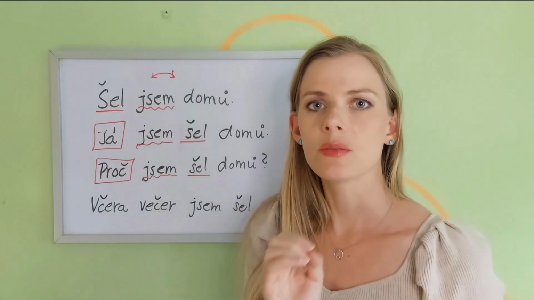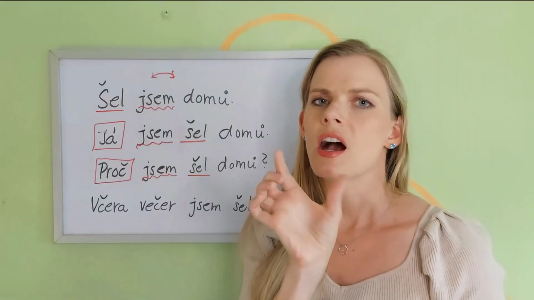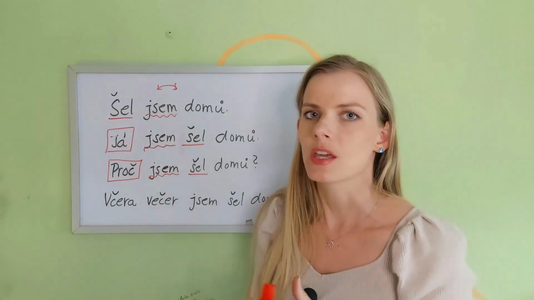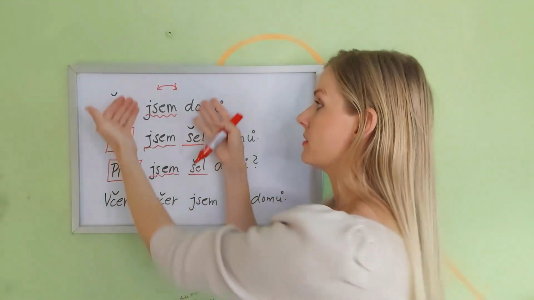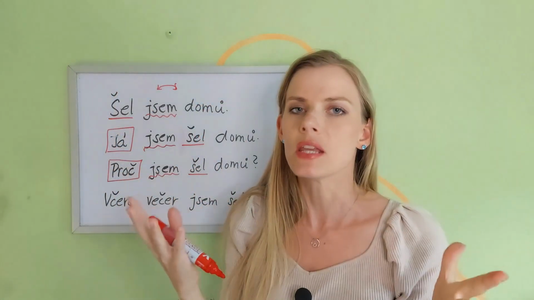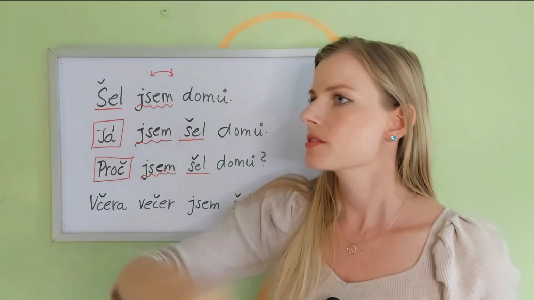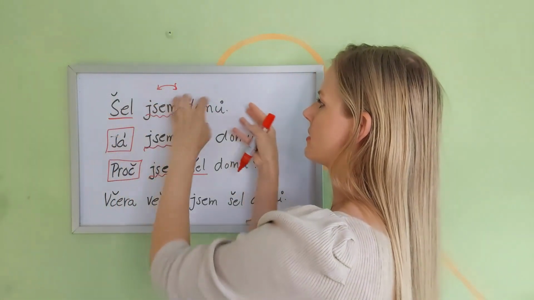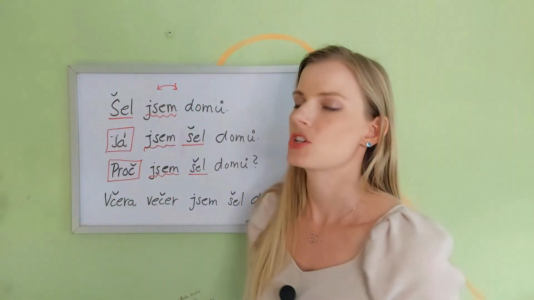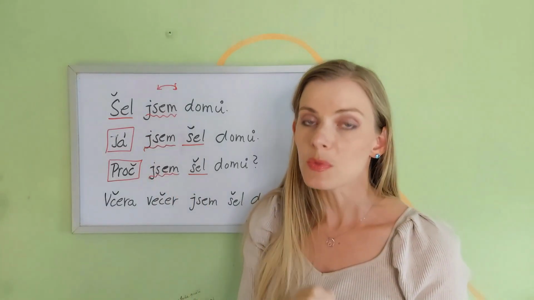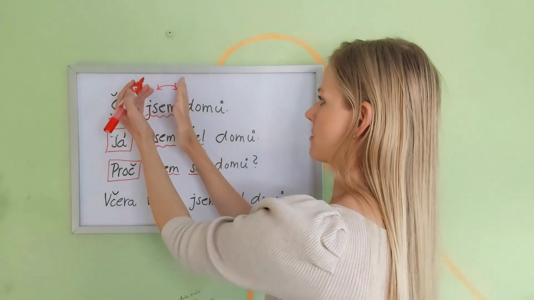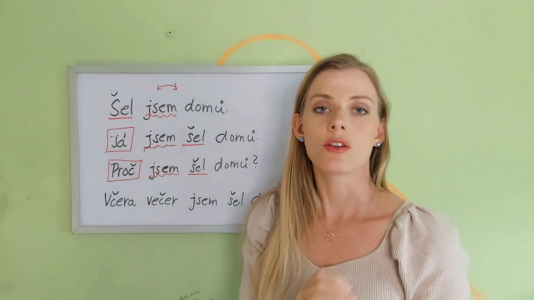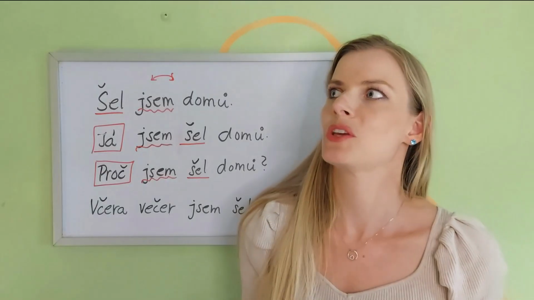The first position cannot be occupied by words that are very short and are not stressed. For example, this verb, jsem, is an auxiliary verb. By itself, in this sentence, it doesn't mean anything and there is no stress on it. Šel jsem domů. Šel is stressed. Jsem kind of gets stuck to the following or the previous one. Šel jsem. This is one of the words that would be in the second position. Here is the second position. The first one, the second one. And it cannot be at the beginning. It cannot be in the first position. It's simply not strong enough.